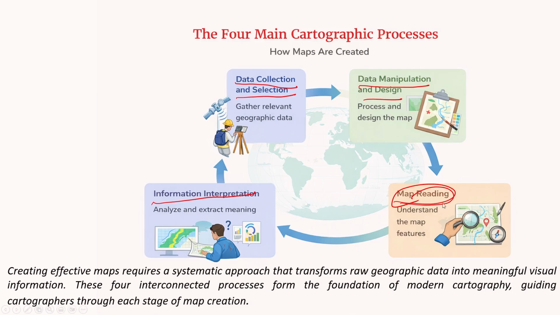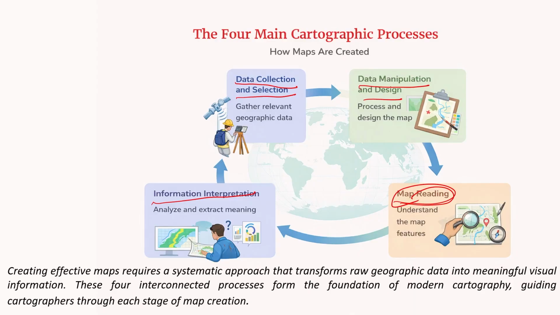The third one is map reading. Normally, student will read the map based on the conventional signs and symbols. Using legend and other things, you will be able to read where we have agricultural land use, where we have contours, all those things will be read by student or any user based on the conventional signs and symbols. The fourth one is information interpretation. Here user will be able to analyze and extract meaning from the toposheet or any thematic mapping.